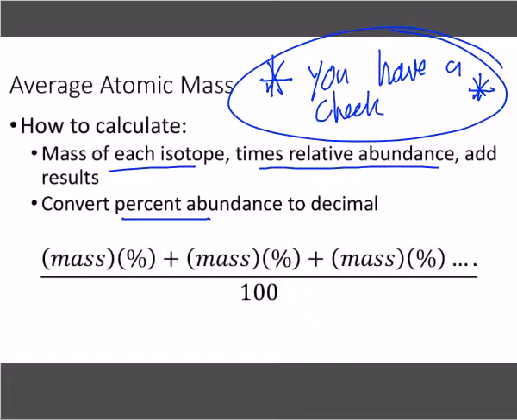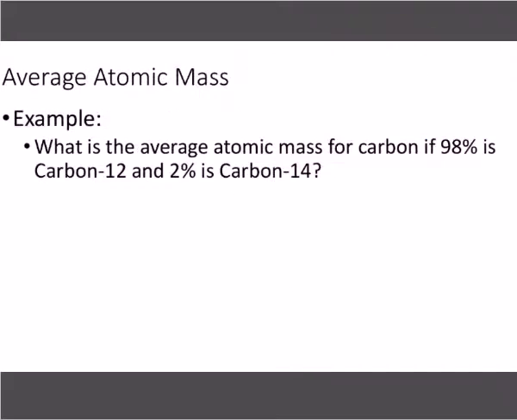All right? There's no time when you should calculate average atomic mass and be left in the dust wondering, did I do it right or did I not? Every single time, you have that periodic table, so go and take a look at it. You can check to make sure you've done it correctly. So let's jump into an example. This is the first one in your notes. It says, what is the average atomic mass for carbon if 98% is carbon-12 and 2% is carbon-14?